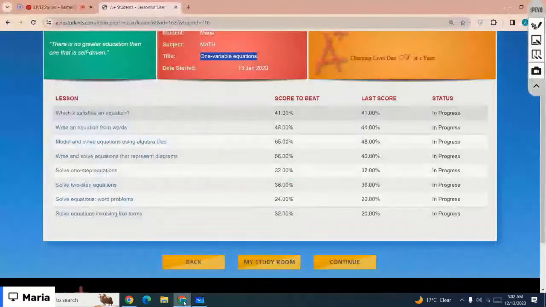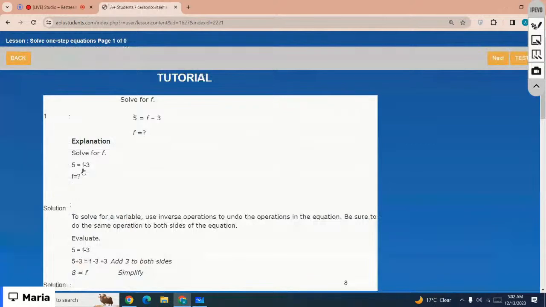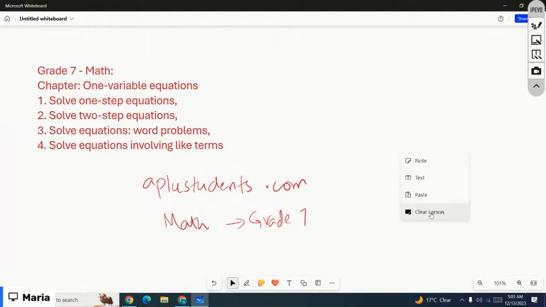Okay, so here I am on grade 7 math. The chapter we're working on is one variable equations, and the lesson we're going to start with is solve one-step equations. Let's just start with the lesson. So just look at the first example, that is solve for f. The equation is 5 equals f minus 3. So basically what you have to do, you have to isolate the variable.